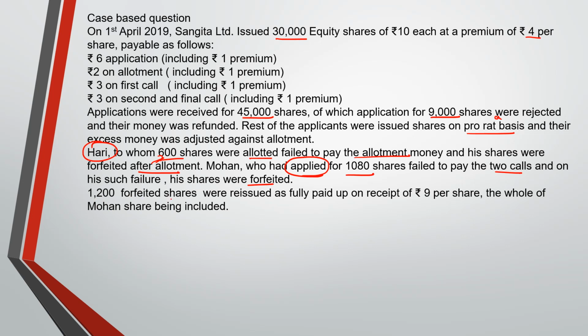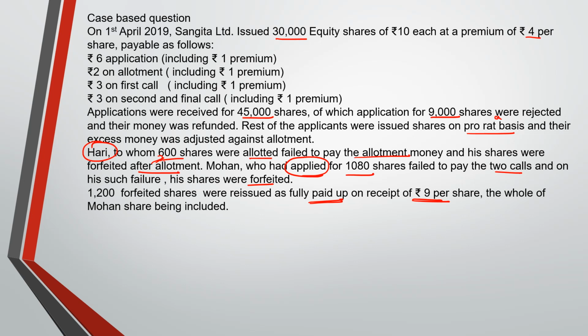Now, 1200 forfeited shares were reissued as fully paid up. So, out of the total shares forfeited, we cannot directly calculate. We have to find out how much has been allotted to Mohan and add it to the 600. Then we will know the forfeited shares. Out of that, 1200 shares were issued as fully paid up on receipt of 9 rupees per share. Issued as fully paid up means it has been issued at a discount of 1 rupee. The whole of the Mohan share being included, so whatever is Mohan's share, entirely it is included. Out of 1200, if we remove Mohan's, whatever is left, that is being taken out of Hari's share. So this is the case.